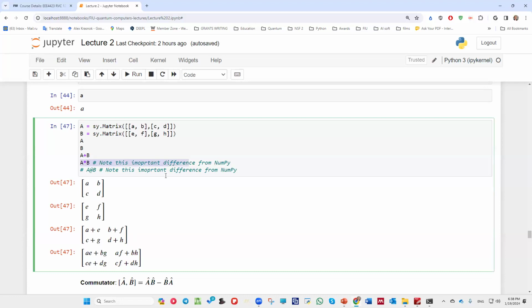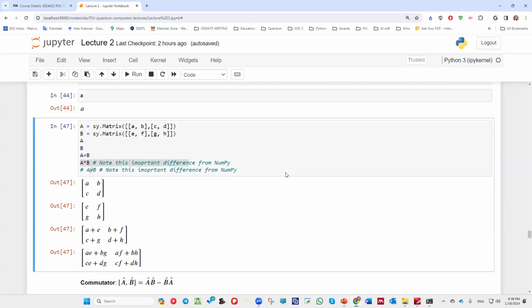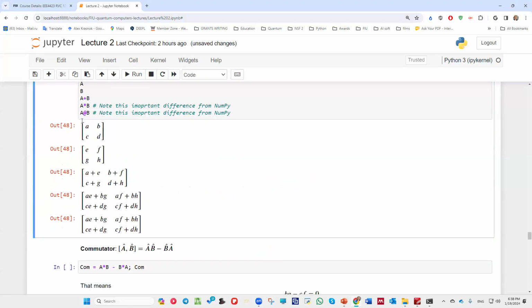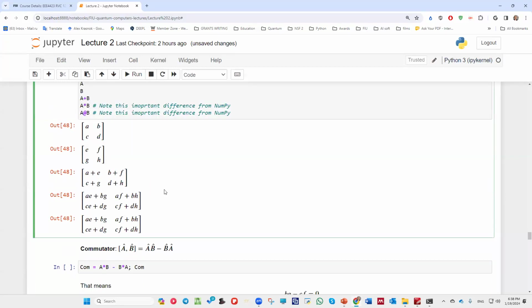So the last line calculated is this one. This is the result. And this is exactly the matrix product, which we discussed over here, right? This is the matrix product. And the same way, if I run this last line, with the @ symbol, it gives me the same result. So in SymPy, the star and the @ give the same result, which is the matrix product. This is important to keep in mind when you transit between NumPy and SymPy.